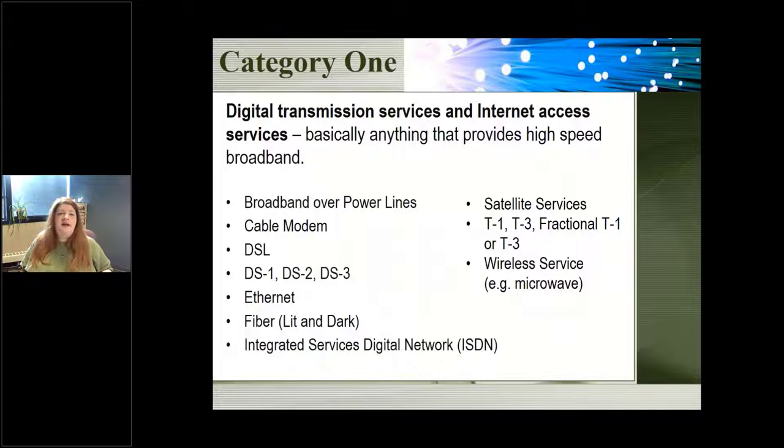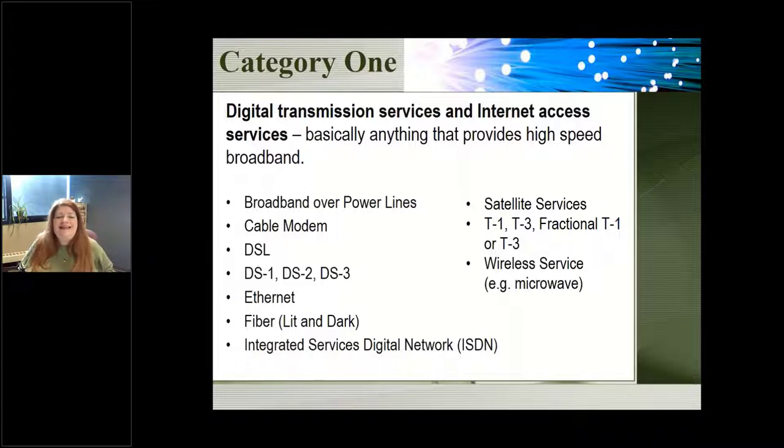So specifically for category one, this is basically anything that gets high-speed internet to your library. So any way of getting it: cable modem, DSL, fiber, wireless, satellite. This isn't every single thing, but just the most common ones. So any way you're receiving internet to your building from a service provider is eligible for category one.